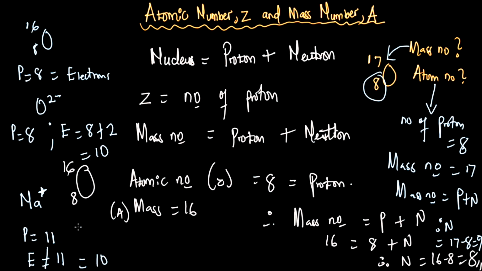But if it is a neutral substance, so let's say it's this or any other element or a neutral substance, then the number of protons will be the same as the electrons.